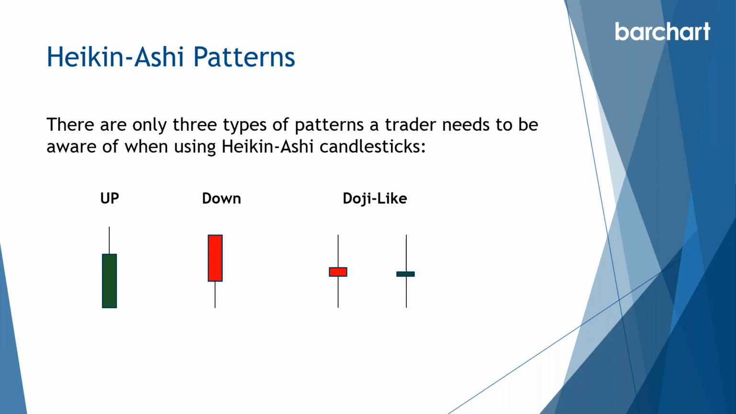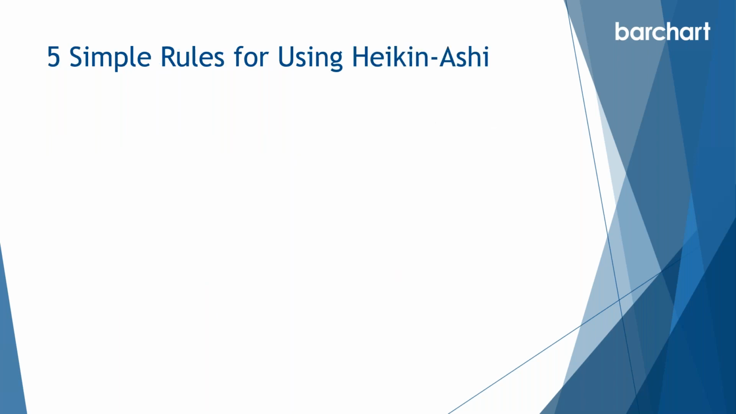Now, these are small body candles that have both upper and lower wicks. Where the color is not as significant, though it could be telling of the price action to come, and we'll get a little bit more into detail about that. So just really 3 candlestick patterns. If you compare that to Japanese candlesticks, where there are hundreds of different types of candles, this makes it very easy for us as traders.